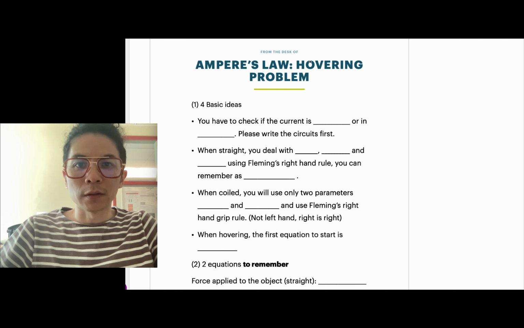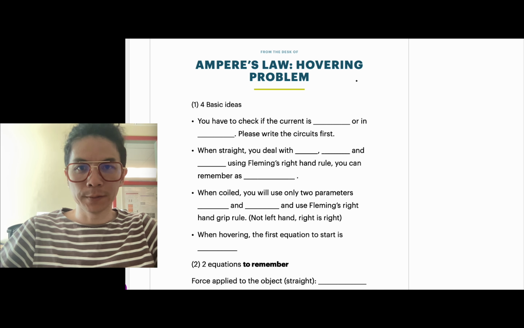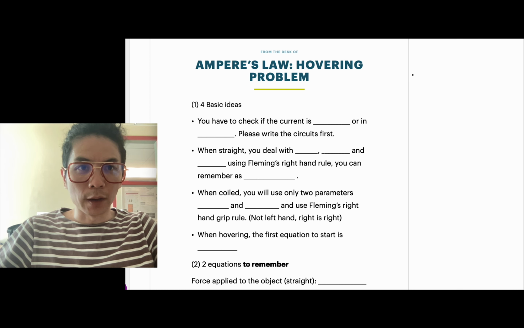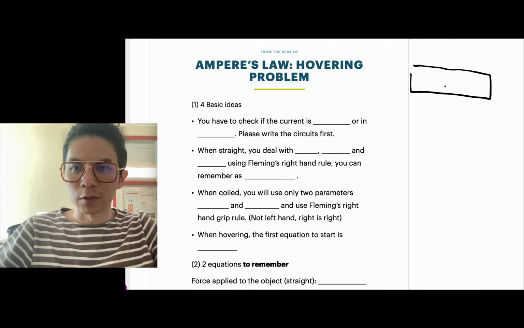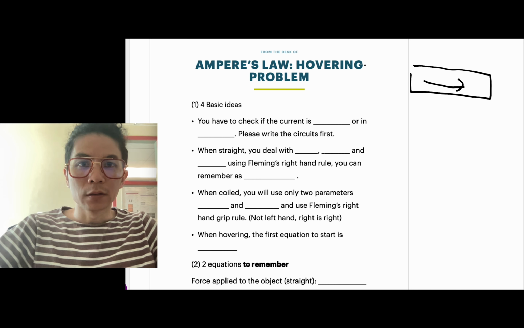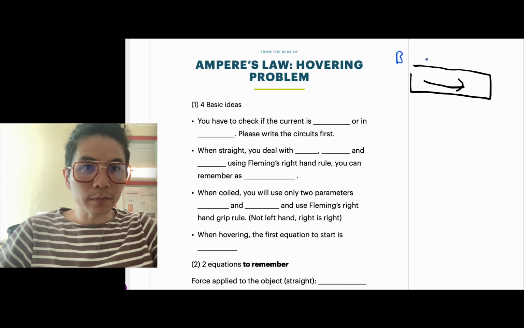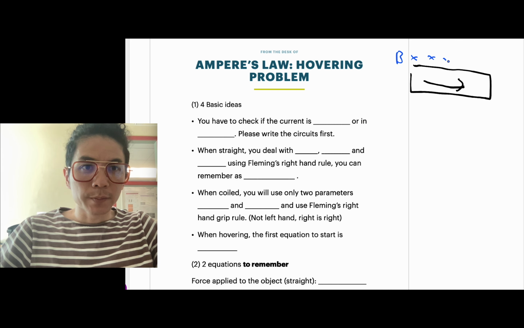I'm going to talk about Ampere's law, the hovering problem, or basically the relationship between magnetic field, electric field and force. With this, you are going to see a lot of examples, like some object that has an electric circuit, and around this you have a lot of magnetic force, and you'll see the force.